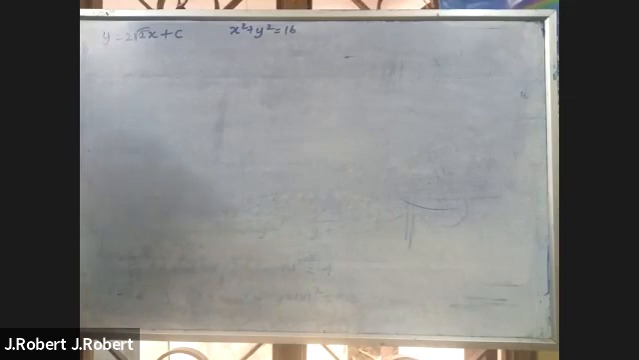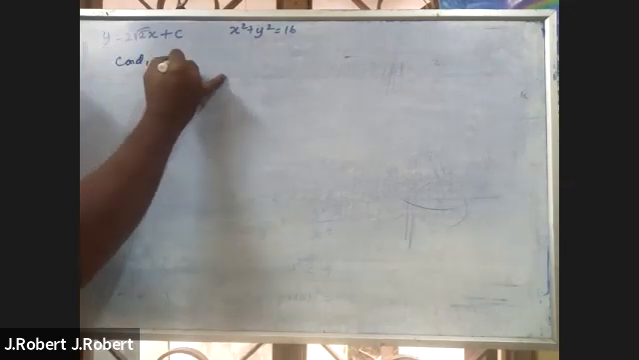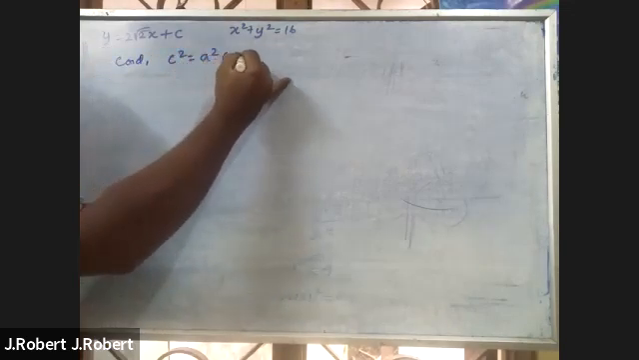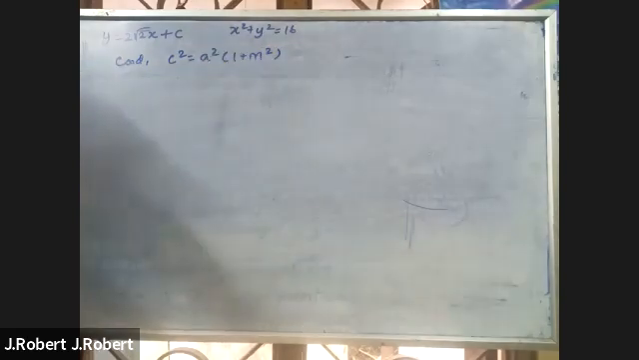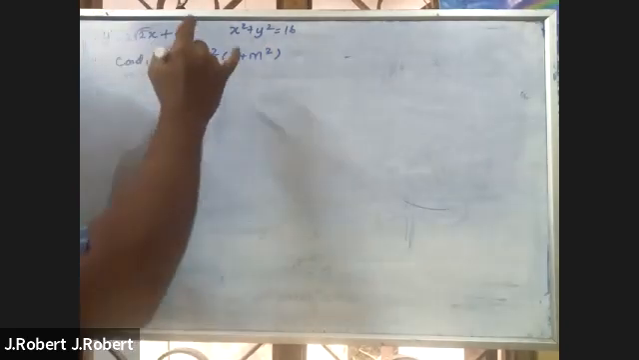So very important. y equals 2 root x plus c is a tangent to the circle. Tangent means the line touches the circle. So when the line y equals mx plus c touches the circle, the condition is c square equals a square into 1 plus m square. Here, c square equals a square into 1 plus m square.